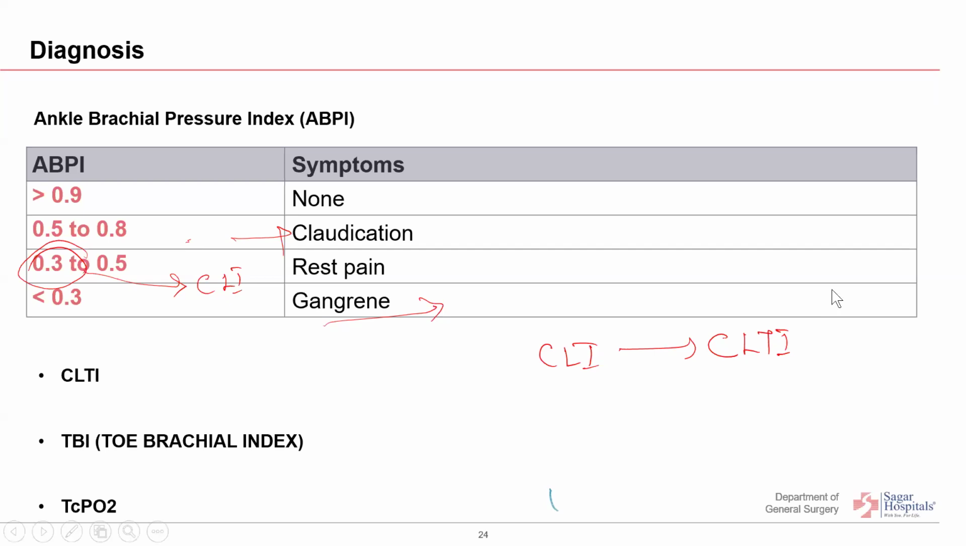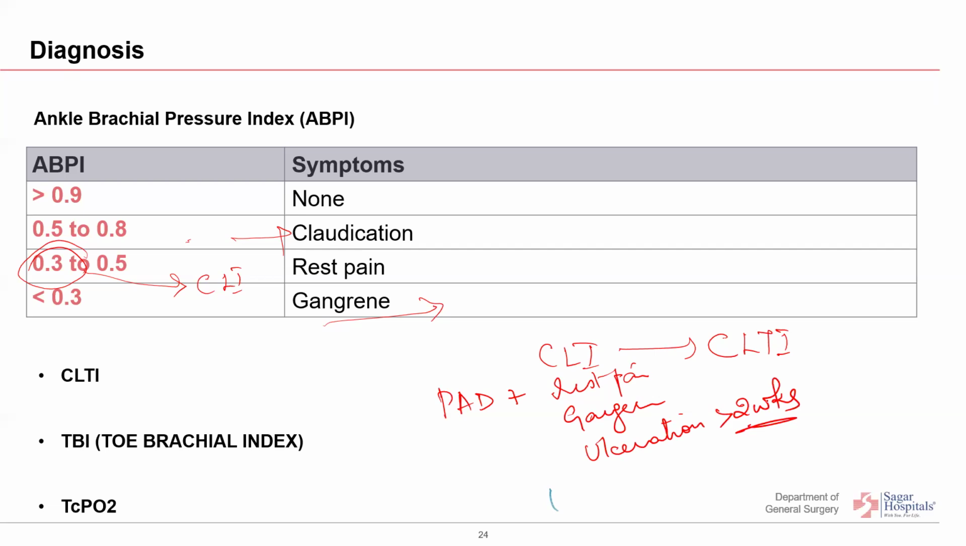Previously, when they were talking about critical limb ischemia, it just gave the threshold value of impaired perfusion. But chronic limb-threatening ischemia is a clinical syndrome defined as peripheral arterial disease, plus rest pain, and gangrene can also be there, and also an ulceration in the lower limb which is non-healing, not healed for more than 2 weeks.